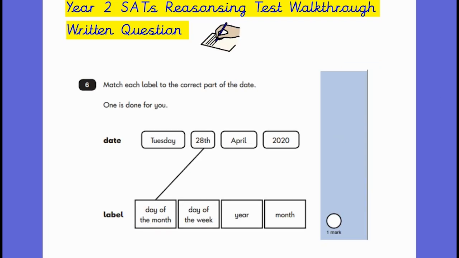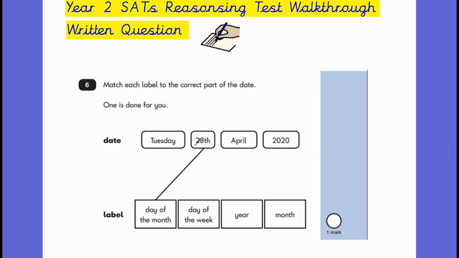And now we move on to our first of the written questions, which means that the teacher will no longer be reading out these questions. The children will have to do these questions in the way of normal tests, so they'll have the paper in front of them and they'll just have to work through the questions quietly. Match each label to the correct part of the date. 1 is done for you.